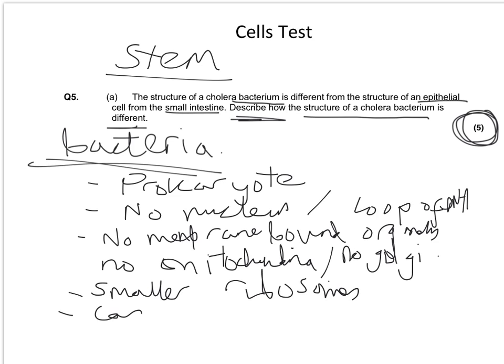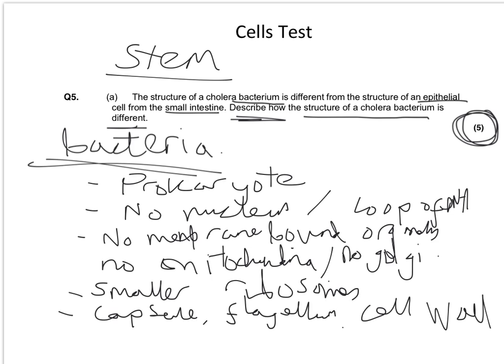Alright, you need to mention capsule or flagellum, or plasmid, as I've already said that, and cell wall. Okay, cell wall, because that's different to the small intestine. So you can see there's lots of different answers in there. That is a really nice question. That is a good old AO1 5-mark question. If you've revised, you'll know those.